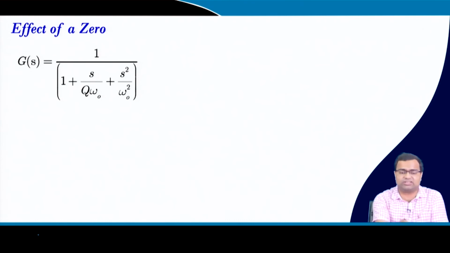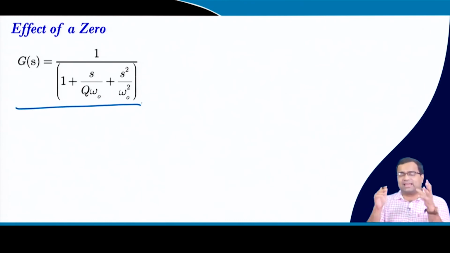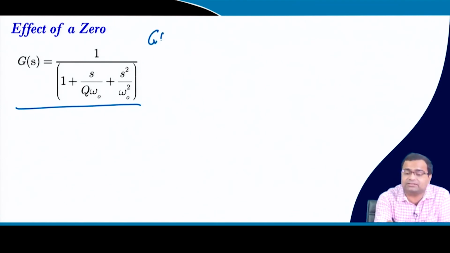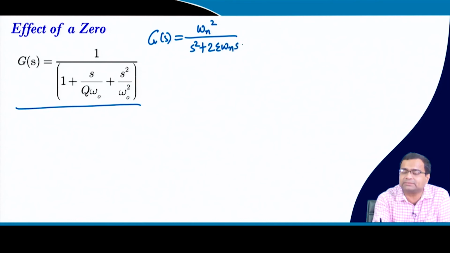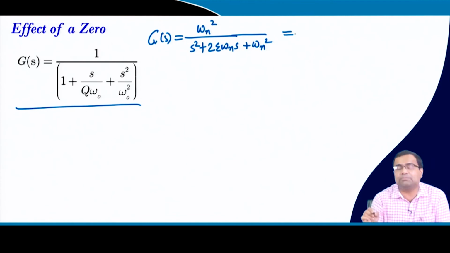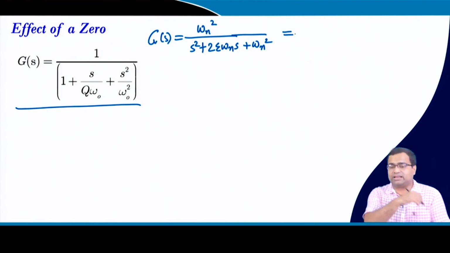That means this is my original system. Now, it looks like the form of our DC-DC converter. In case of control system, we have studied G(s) in terms of omega n squared over s squared plus 2 zeta omega n s plus omega n squared. You can simply divide omega n squared in the numerator and denominator.